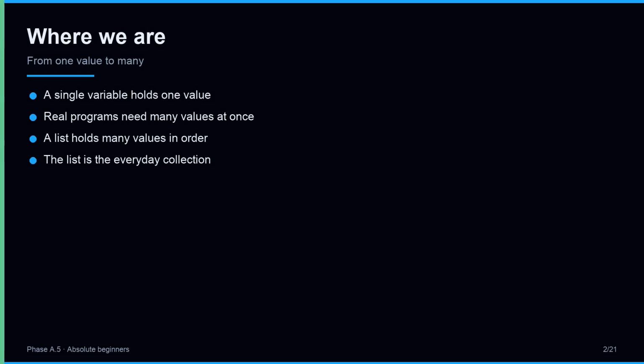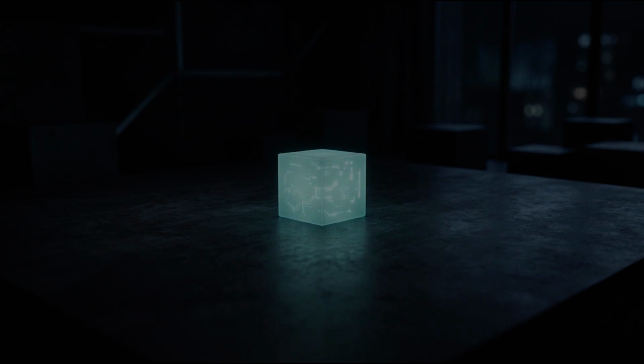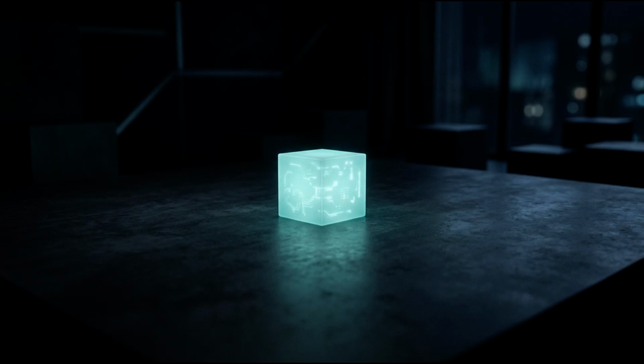Look at where you are. Until now, a variable held one value, one name, one number, one string. But real programs need many values at once: the names of every student in a class, the prices of every item in a cart, the lines of a file. A list lets you gather those many values under one name, in order, and work with them as a group. Of all the collection types you met in the overview, the list is the one you will use every single day. One name, many values. Until now, one variable held one value. Today, one name holds many.